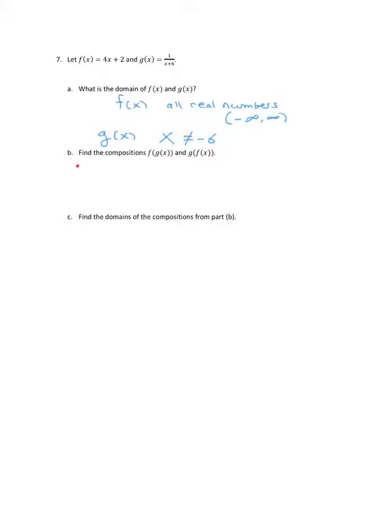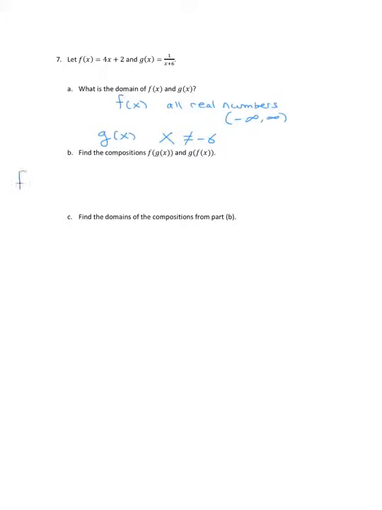So part B is now to actually get formulas for what happens if we compose these two functions. Let's start with f composed with g of x. What this says is take the function g and plug it in place of x. Wherever you see an x, you're going to replace it with 1 divided by x plus 6. I see this as put 1 over x plus 6 right here.